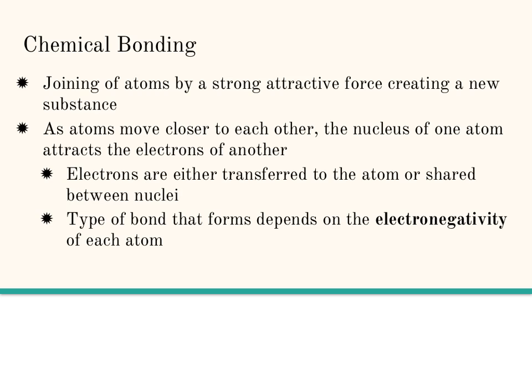And this right here is the fundamental difference between an ionic bond, if they are transferred, or a covalent bond, if they are shared. The type of bond then that forms depends on the electronegativity of each of the atoms. And we've talked before in our last unit about electronegativity. So we're going to quickly review electronegativity.